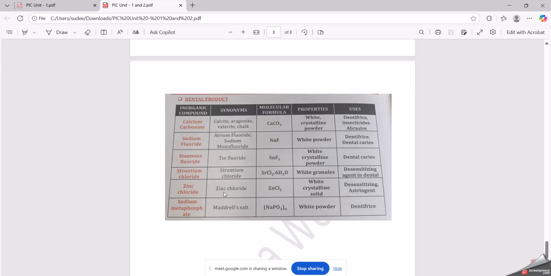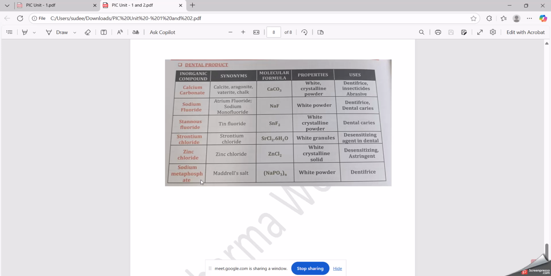For stannous fluoride, the synonym is tin fluoride. Properties: white crystalline powder. Uses: dental caries. For sodium chloride, the synonym is the same. It is white granules, and its use is as a desensitizing agent in dentistry. Zinc chloride, the synonym is the same. It is a white crystalline solid. It is used as a desensitizing agent and astringent.